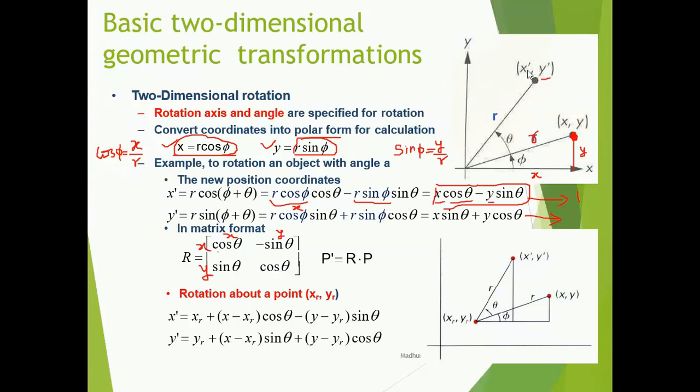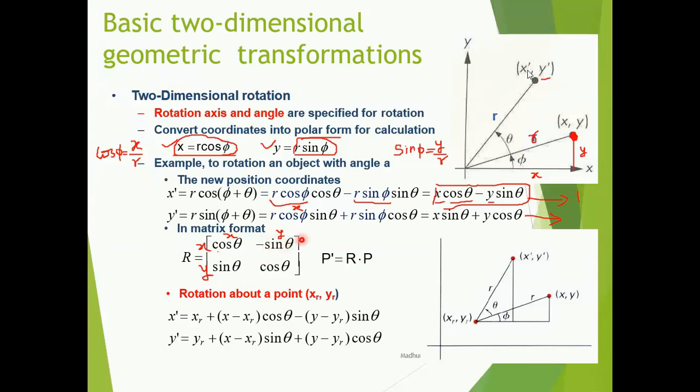See the equation, let me tell you here. x dash is what? It is x cos theta minus y sin theta. So what's the coefficient here? That is cos theta, minus sin theta. The coefficient of the y coordinate is minus sin theta. So that's what we write here.